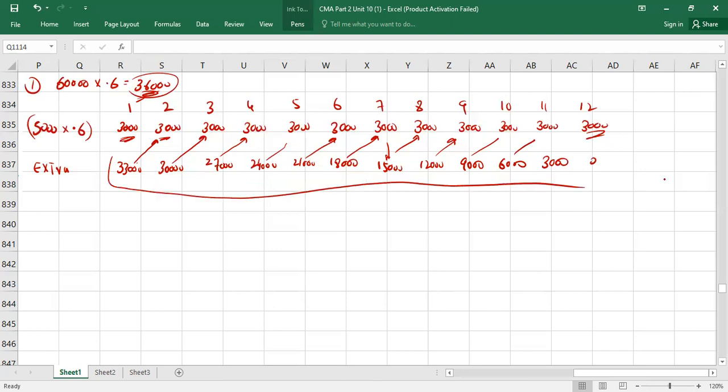Which values? 33. This is the extra investment, right? At the start of the first month, you invested this much extra. At the start of the second month, your extra investment is 30,000, 27,000, and so on. So this is the long way I'm telling you. The shortcut way I will tell you later.